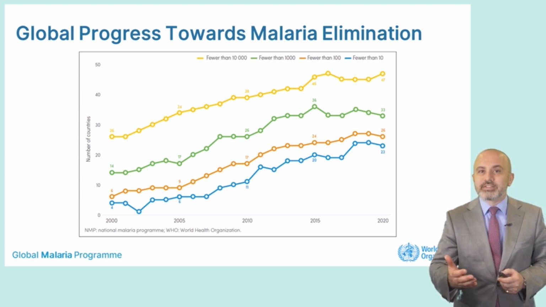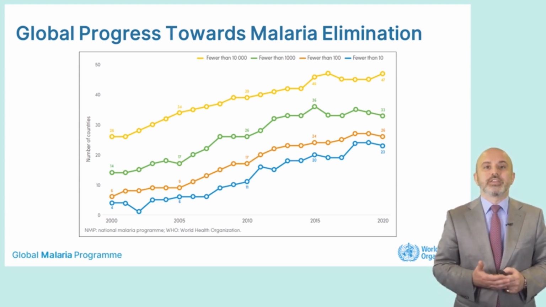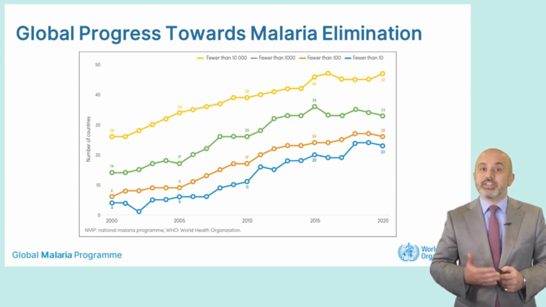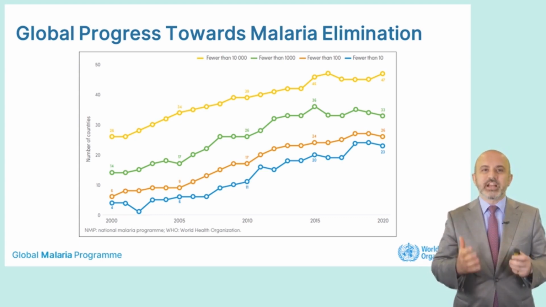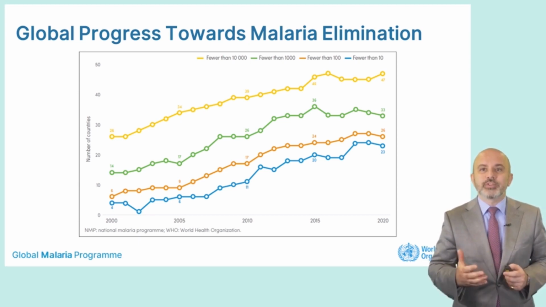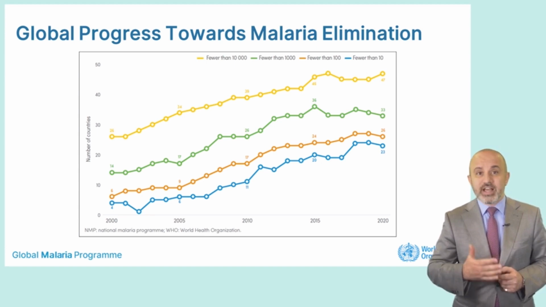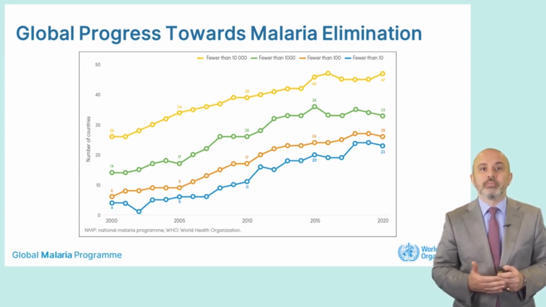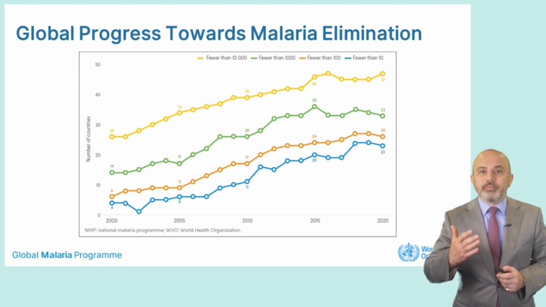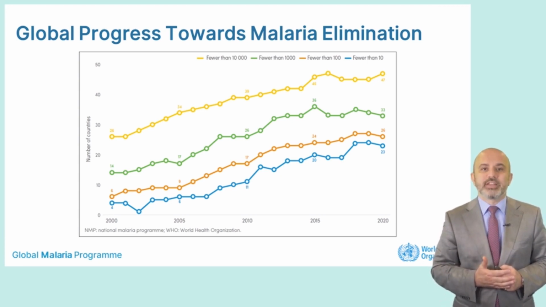The number of countries that reported fewer than 100 cases is shown in orange. This number rose to 26 in 2020. The blue line shows that there were 23 countries with fewer than 10 cases in 2020. This graph shows steady and important improvement in the number of countries approaching elimination over time. These countries still have a long way to go, but we think that they can probably achieve malaria-free status in the next 10 to 15 years.